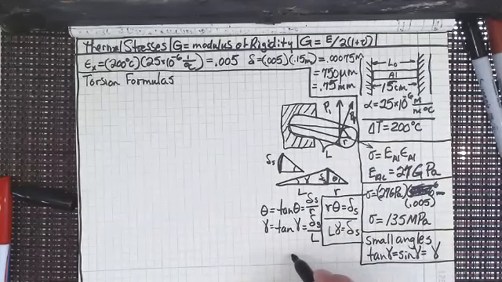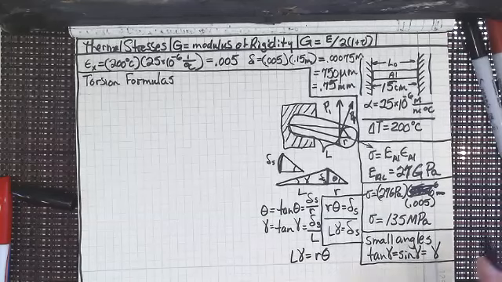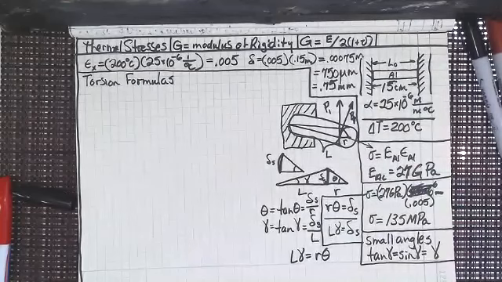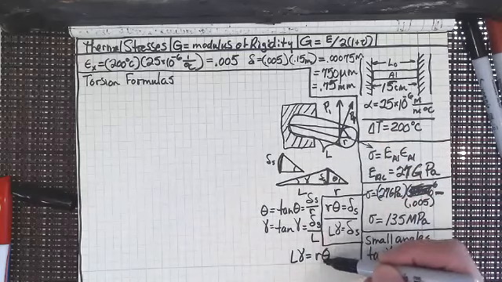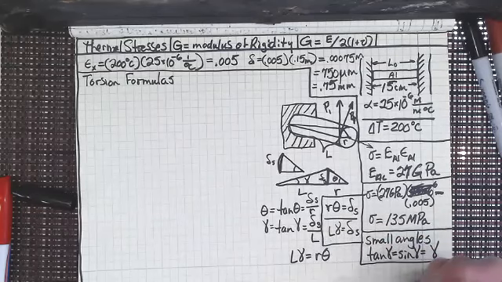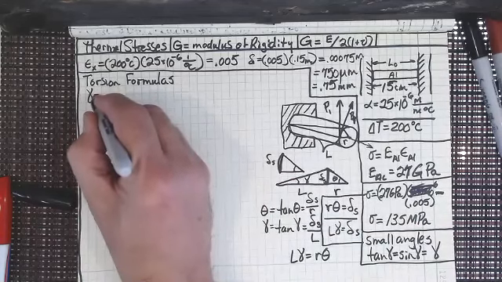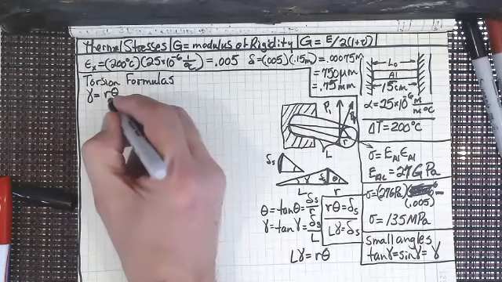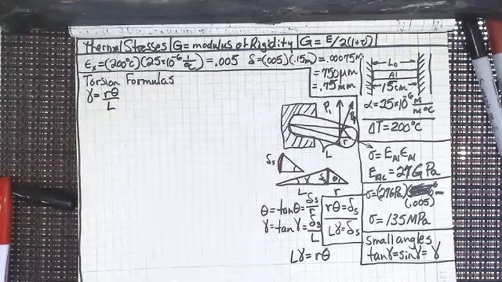So what we can say is that L times gamma is going to equal R times theta. Everybody see all the connections that we've got here? All right, so if I'm looking at this, I can solve this equation for gamma. So gamma is going to equal R times theta divided by L.